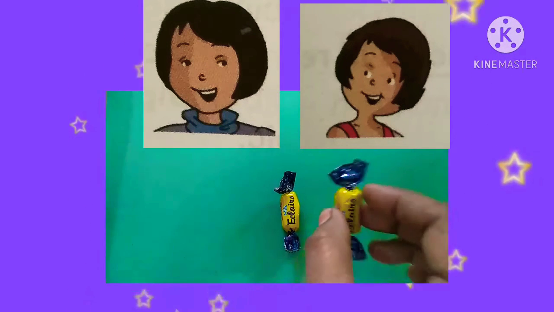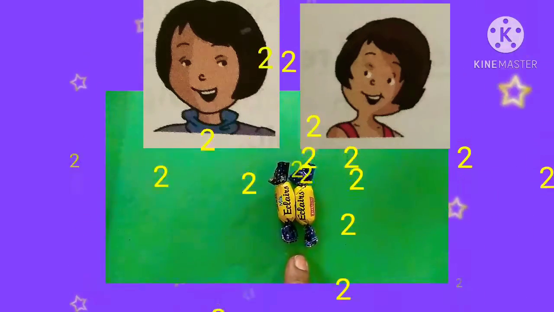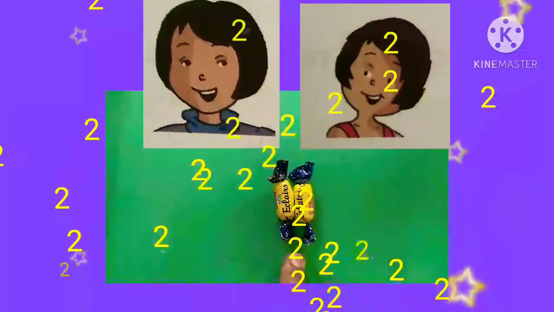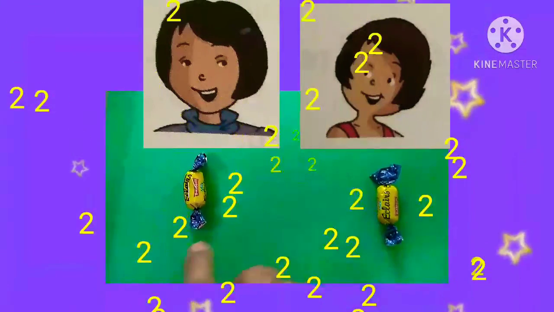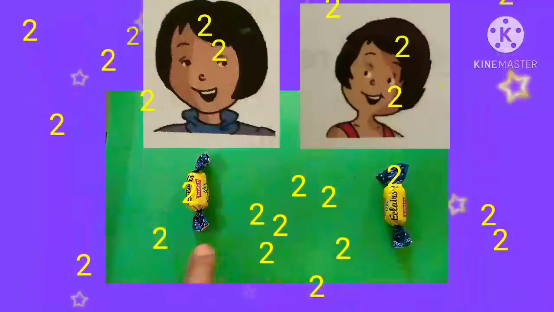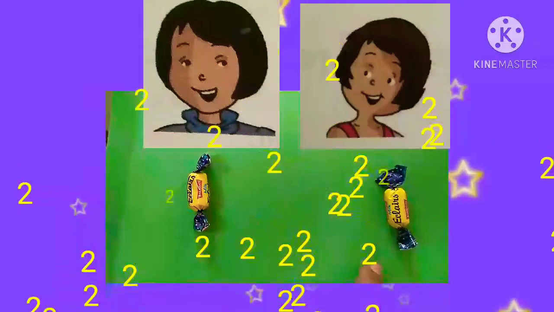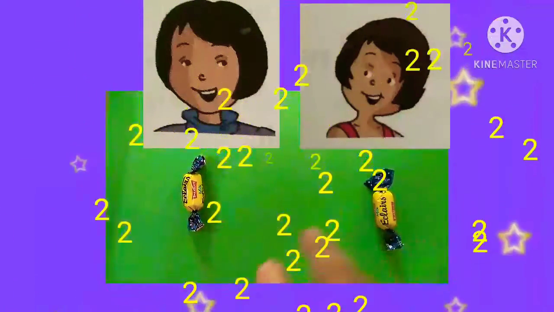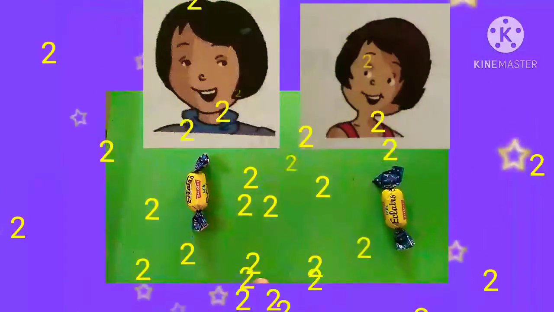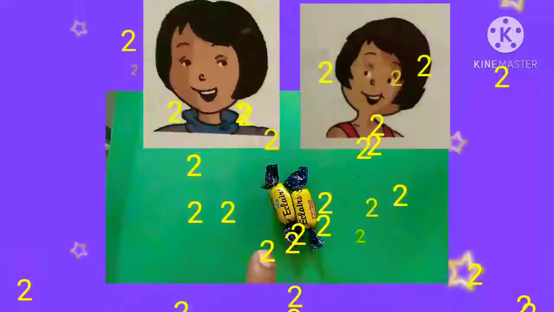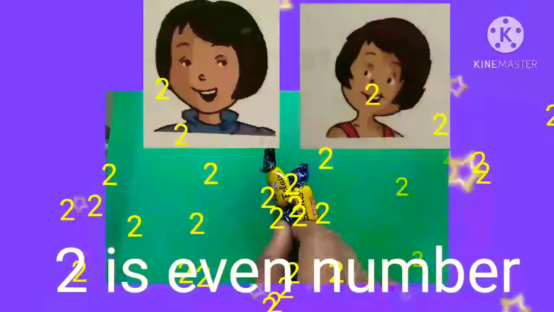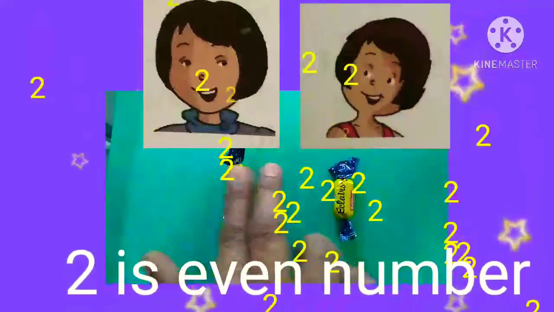Now, if I add one more chocolate to this one, here I have two chocolates. How many? Two. The numeral is two. Now I can give one chocolate to Latika and one chocolate to Ritu. Now I shared my two chocolates equally among two people, Latika and Ritu. So this is equal division. If we share or divide equally, that is an even number. The numeral 2 is an even number because we divided this 2 equally among two people.